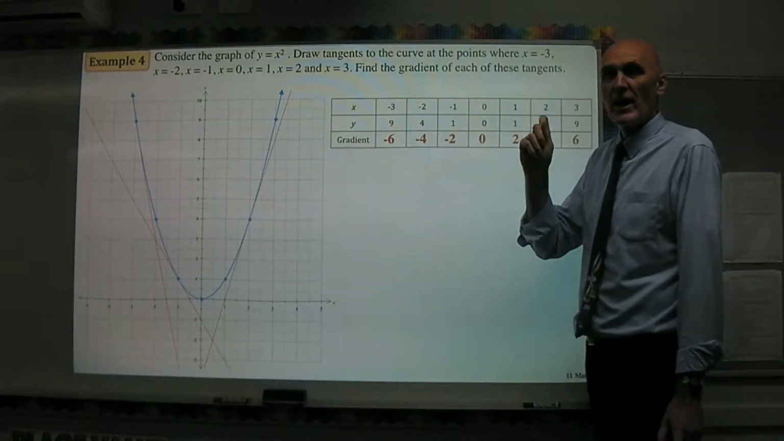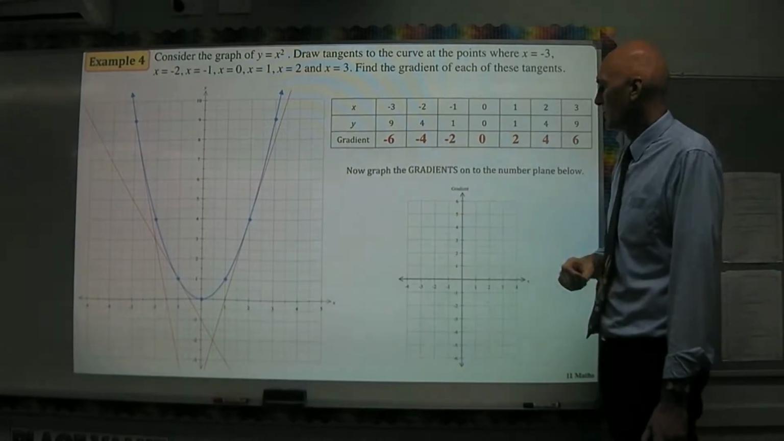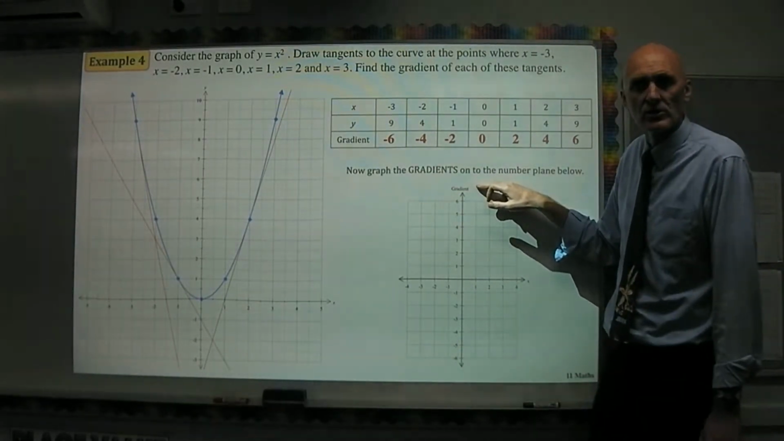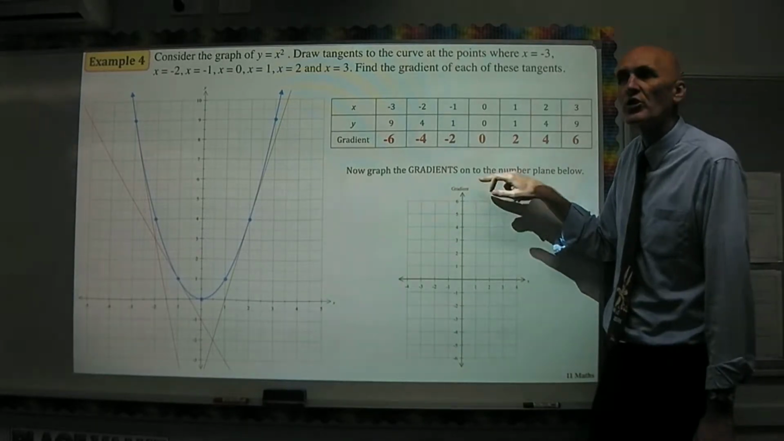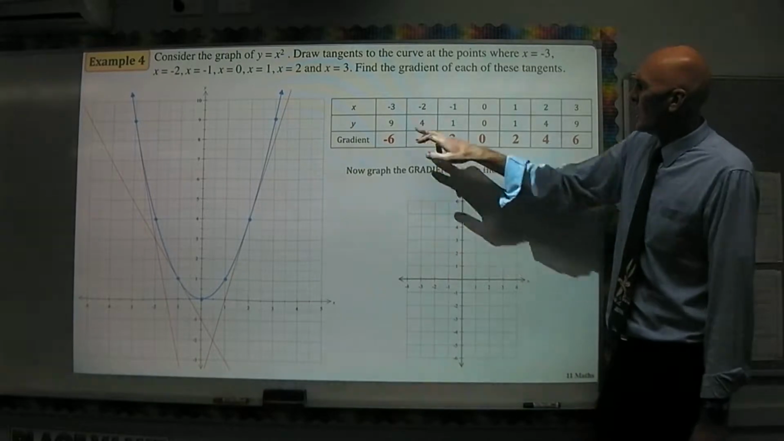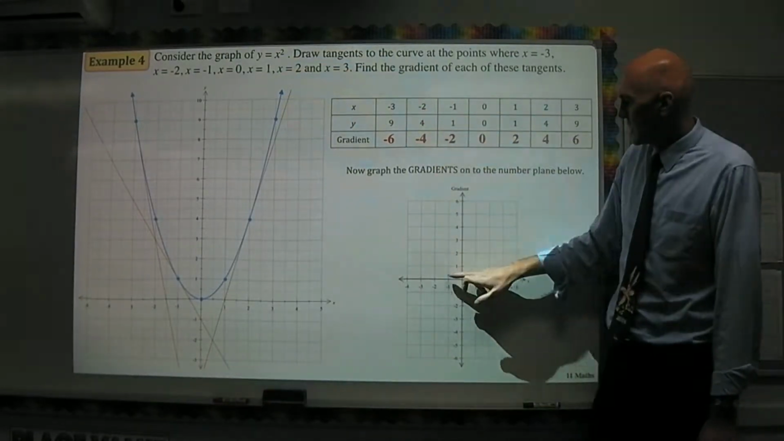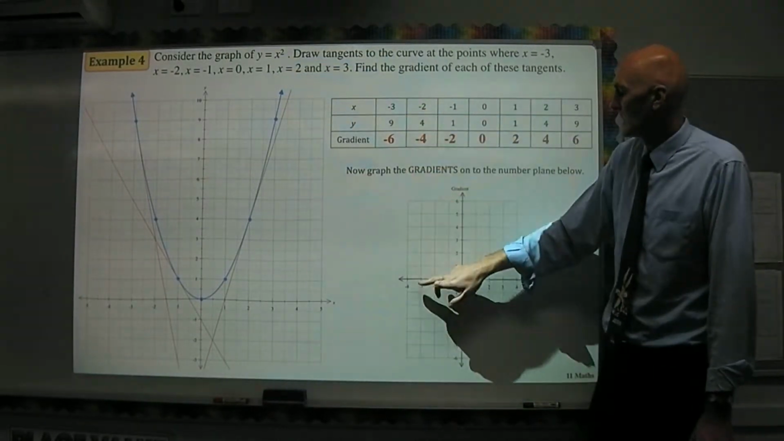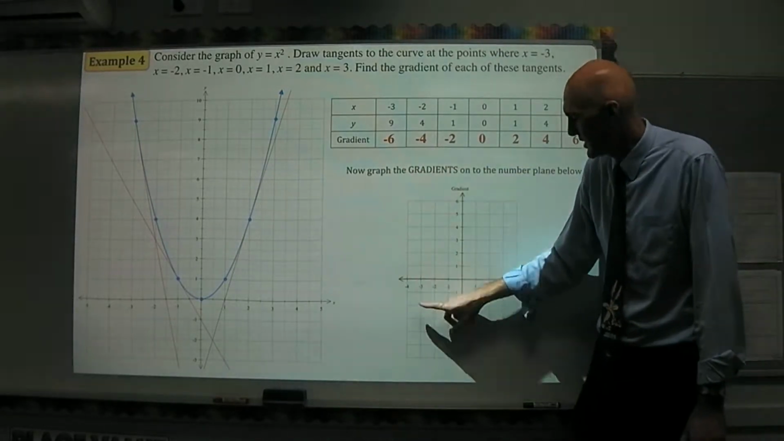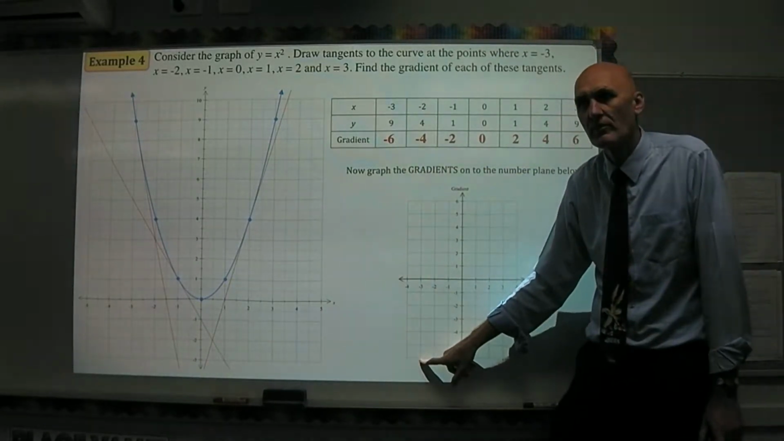Now I'm going to draw a gradient graph. And that's what you've got underneath. Notice it's no longer called a y-axis. What's it called? The gradient axis. So, when x is minus 3, what's the gradient? Minus 6. So you go out to minus 3, down to minus 6, and you put a dot.